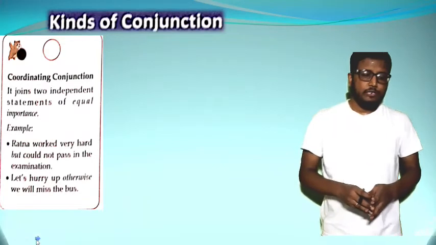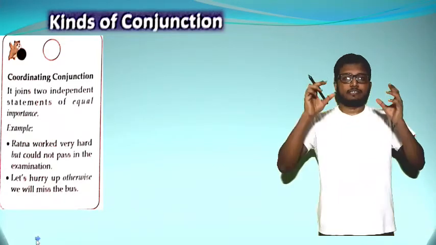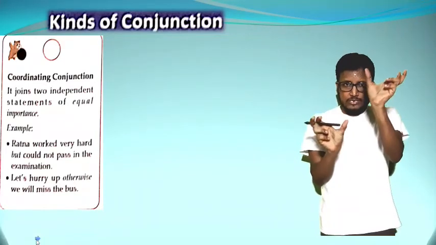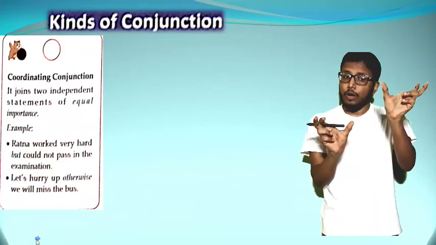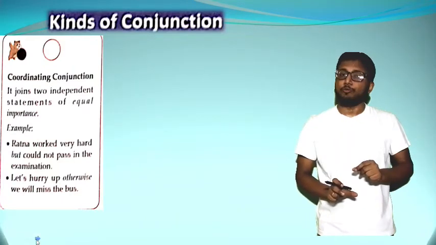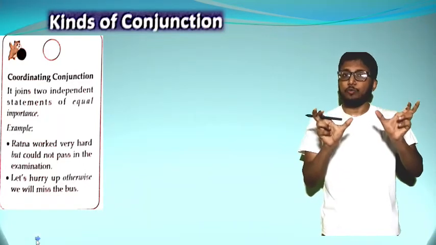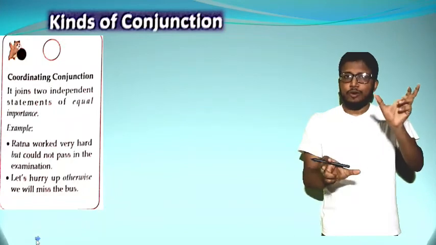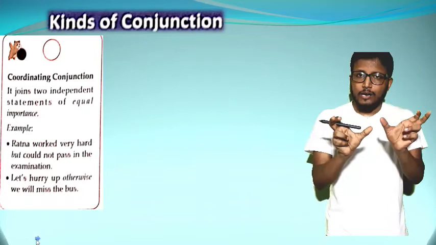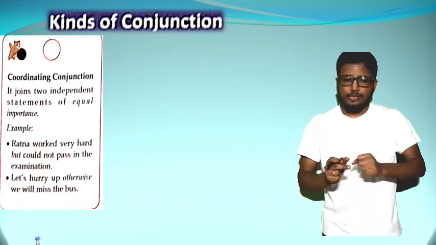It joins two independent sentences or statements of equal importance. That means it's a type of conjunction that joins two sentences, but these two sentences have equal meaning. So these two pieces of the sentence have equal importance. No one is less. So to join these two types of sentences, the conjunction that you need is called a coordinating conjunction. Let's have the example.